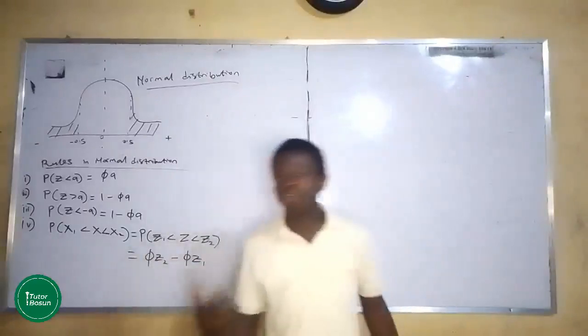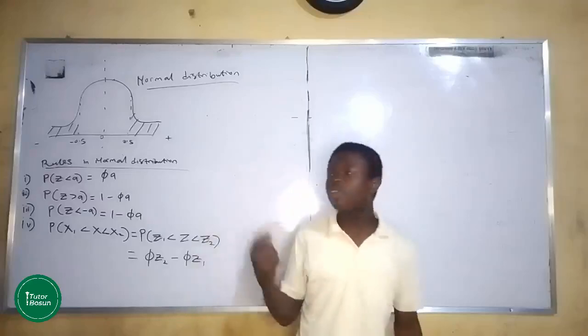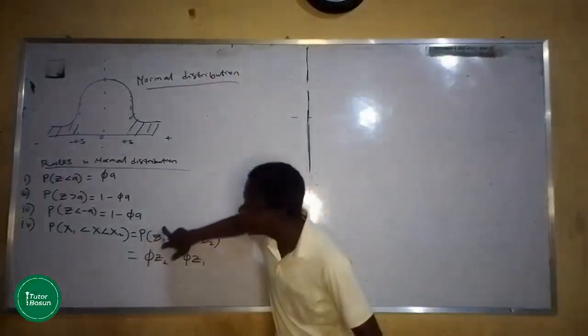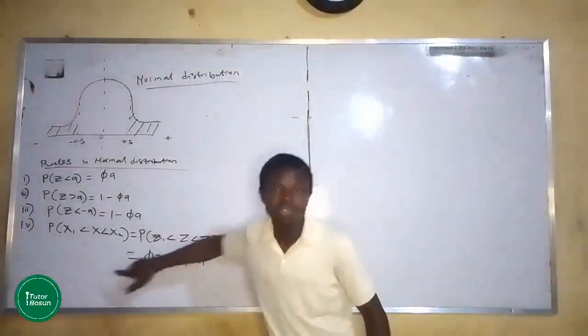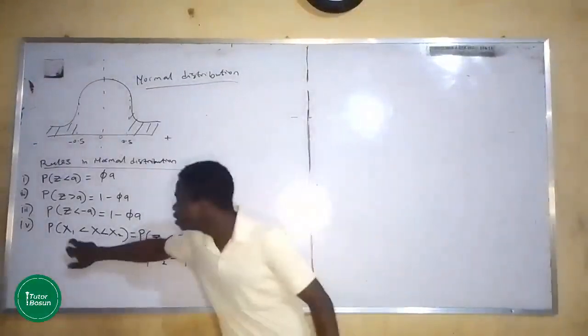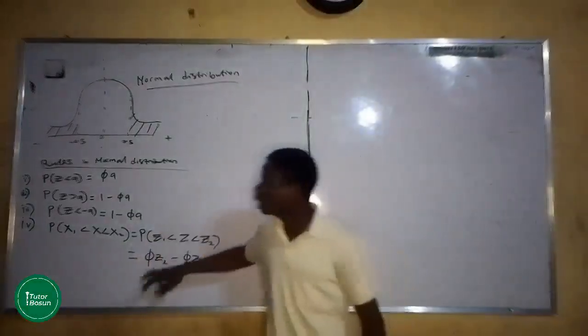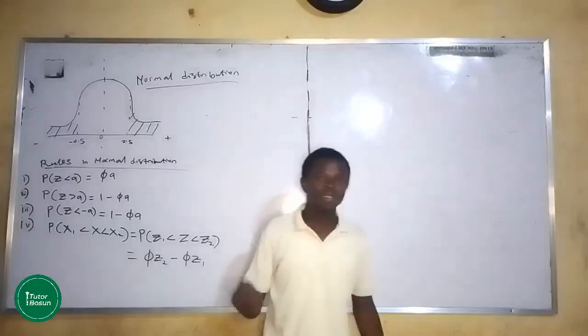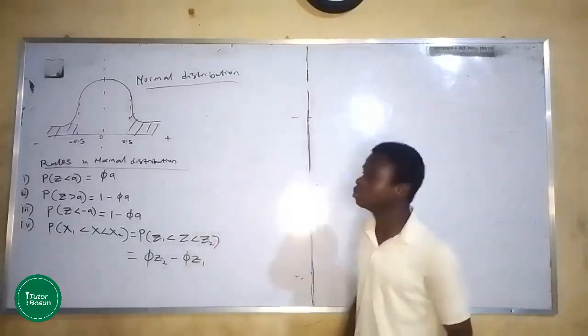And what's the work of your mean and your standard deviation? The work of your mean and your standard deviation is to convert x to z. We said the first thing is to convert x to z before you now check the probability value from your normal distribution table.